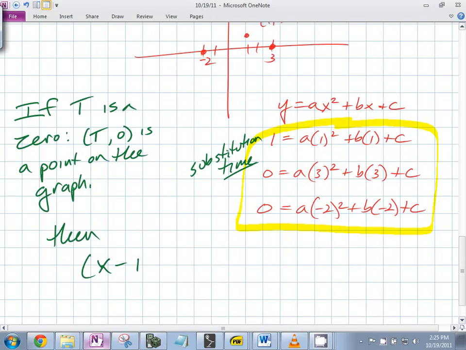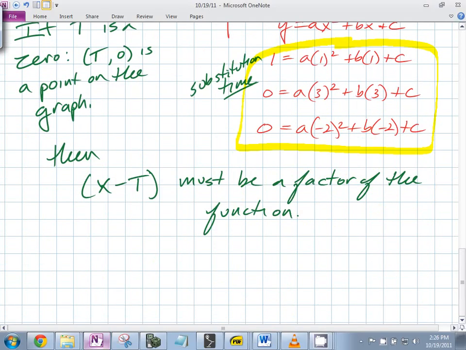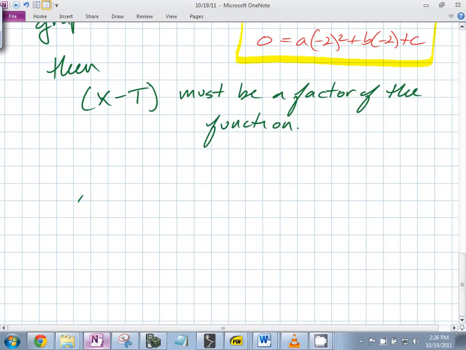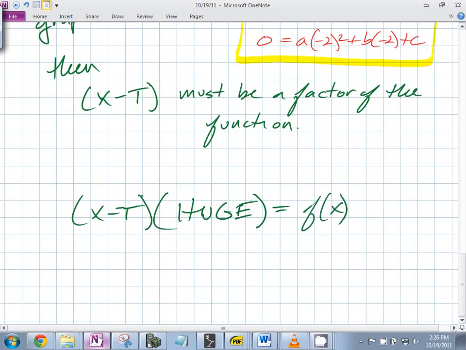So we have some function that's x minus t times something huge. What happens no matter what if I plug in t for x? If I plug t in for x, what's t minus t? 0 times anything is 0. So once again, is it supposed to be a 0? Yeah, I told you that. I said if t is a 0, then you know that (t, 0) is on the graph, which means that, let me finish my sentence, x minus t must be a factor of what you're graphing. 0 times anything is what?